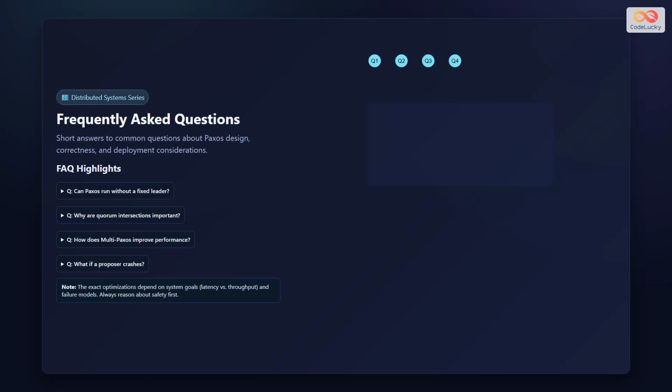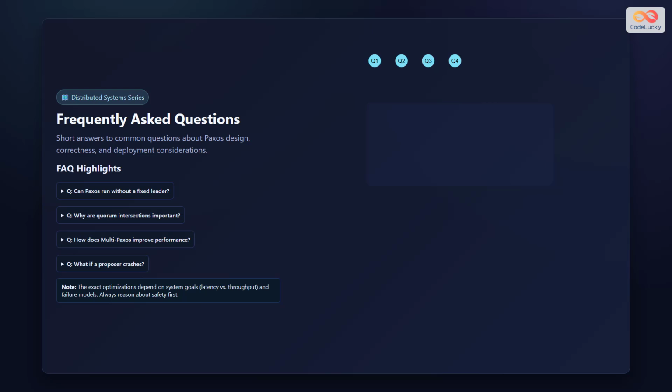How does Multi-Paxos improve performance? By electing a stable leader to send repeated accept messages for consecutive slots, Multi-Paxos reduces prepare overhead and significantly improves throughput. What happens if a proposer crashes? Other proposers can take over. The protocol remains safe, and progress resumes once a new quorum forms for a fresh ballot.